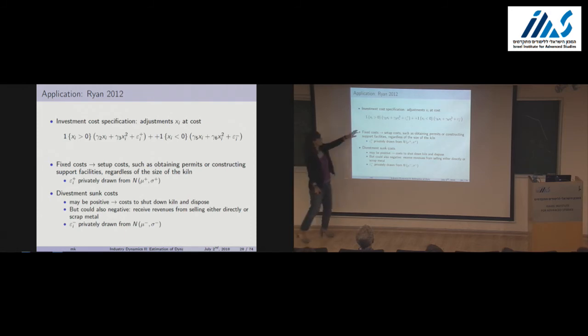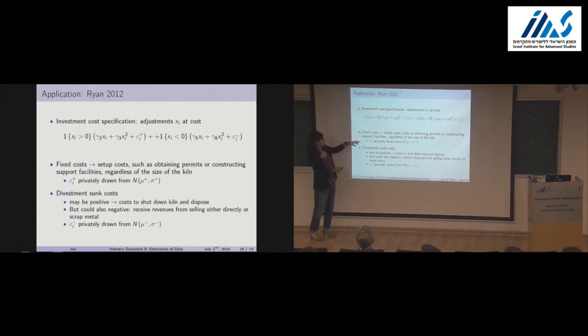So fixed costs are going to be setup costs such as getting permits or constructing support facilities regardless of the size of your current kiln, which is the main capital equipment these factories use. And then the convexity, the parameters gamma, are going to capture the actual level of investment once you decide to invest. So these will capture the zeros, and these parameters will capture the actual amount of investment that we see.